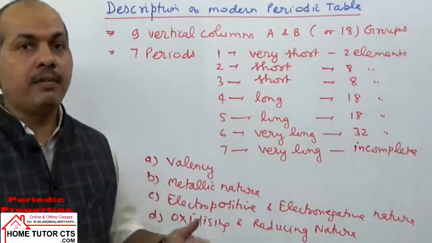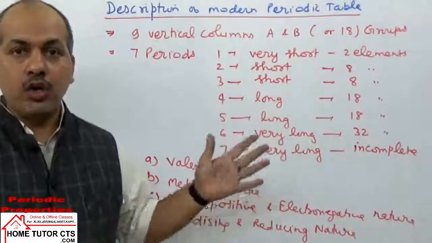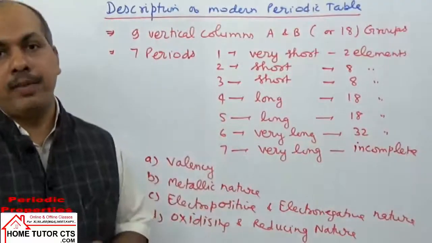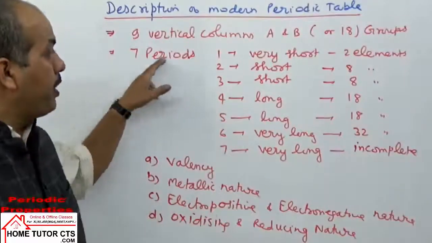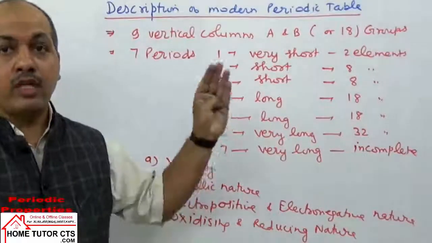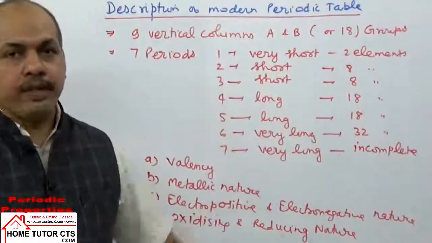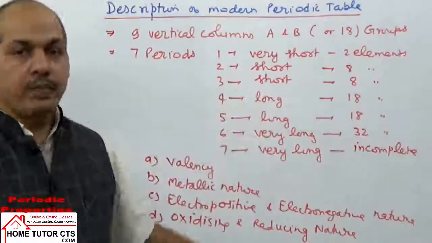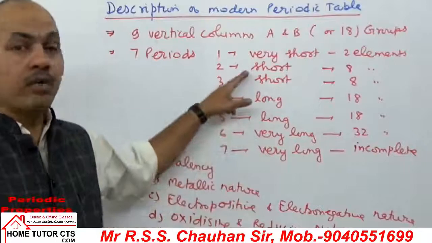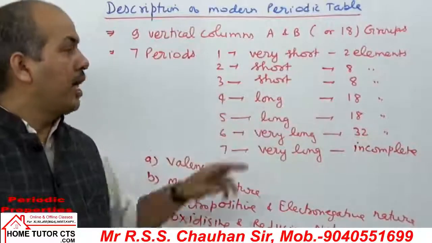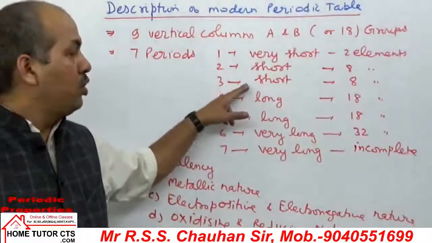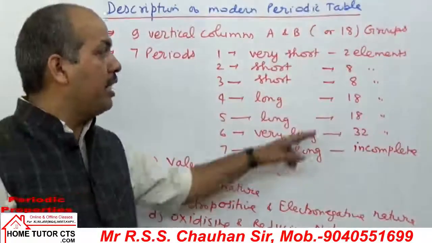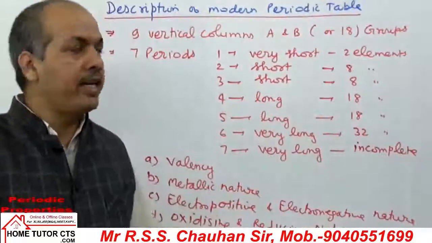The 7 periods can be taken as very short, short, long or very long, depending on how many elements they contain. The first period has 2 elements only, hydrogen and helium. It is called a very short period, with only 2 elements. Then the second and third periods are called short periods. The second has elements from lithium to neon, and the third has elements from sodium to argon. They each contain 8 elements.